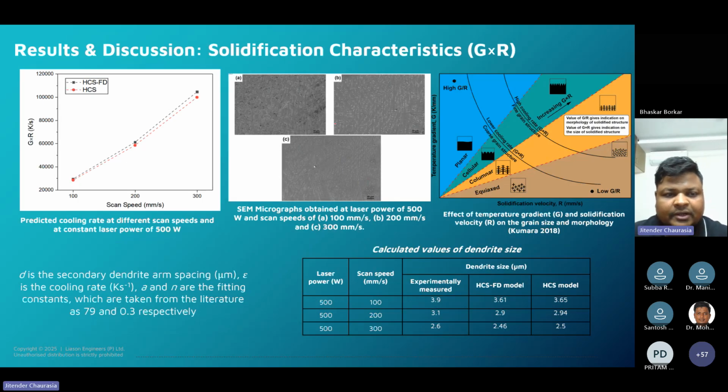We also predicted with the model, we calculated G into R, which is essentially cooling rate. And with that cooling rate, we predicted the values. So these are the values, and these are actual values, these experimental values we did. So you can see how close they are with respect to the model. You can see the FD model, which means fluid dynamic model, is giving much better results than the HCS model alone.